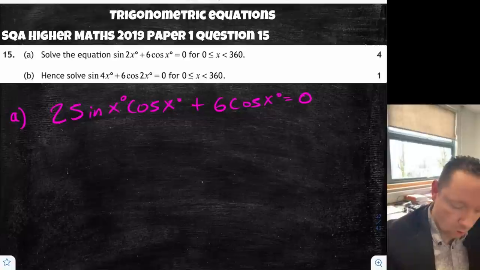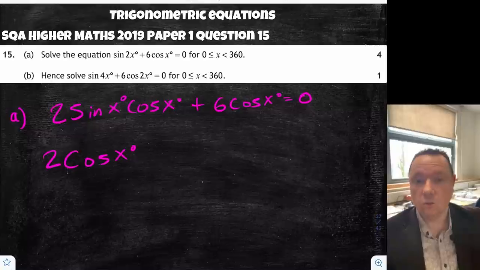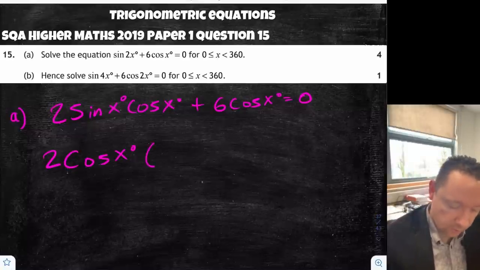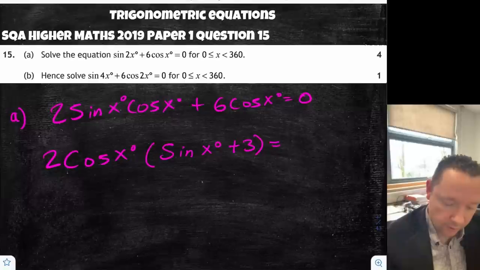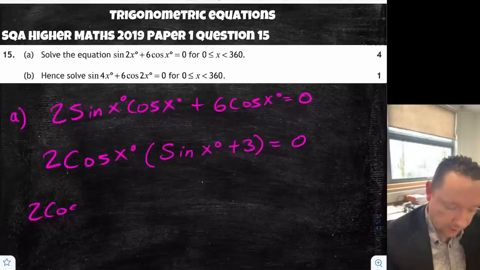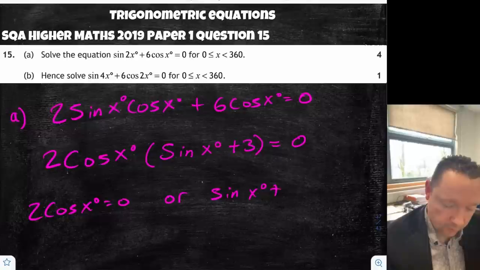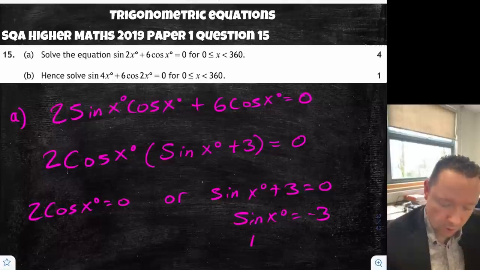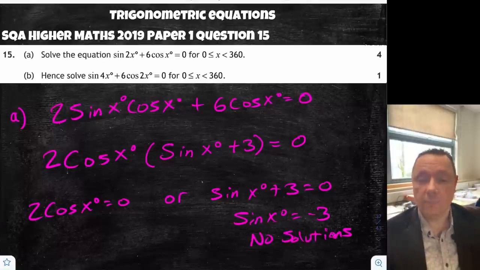So the common factor is cos x, but it's also got a number attached. 2 is also a common factor, so 2 cos x goes outside. That gives me sine x in the bracket here. And 2 cos x times 3 is 6 cos x, so plus 3 equals 0. And then we've just got two equations to solve. We can say 2 cos x equals 0, or we can say sine x plus 3 equals 0. This one gives me sine x is equal to minus 3, which has no solutions because the maximum and minimum of sine x is 1 and minus 1.